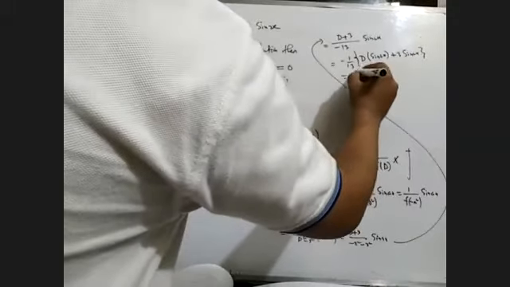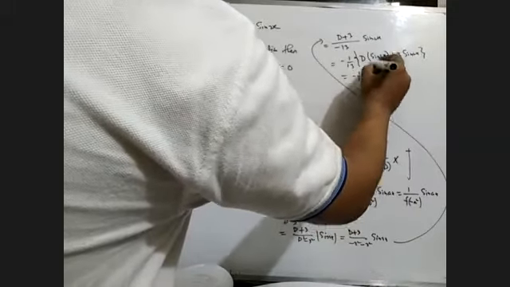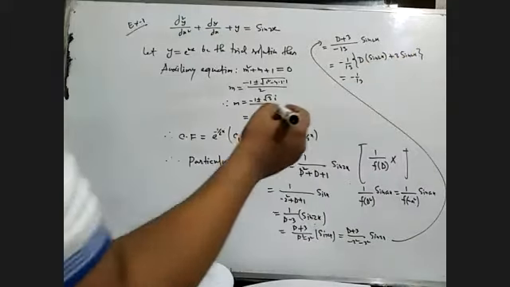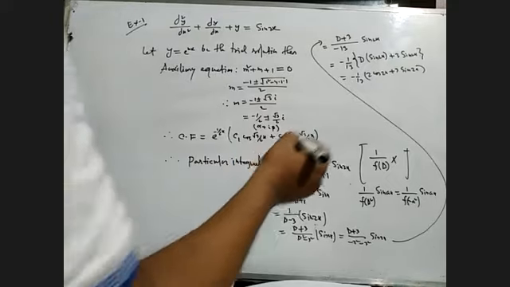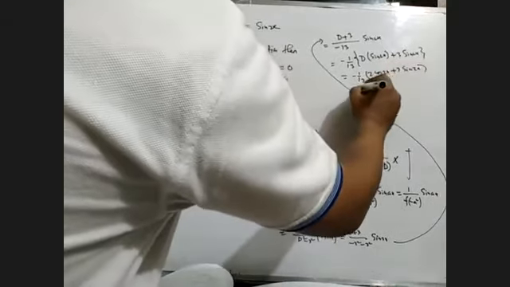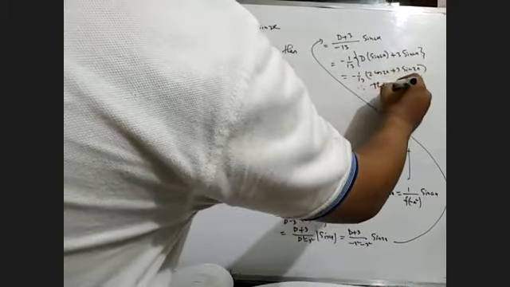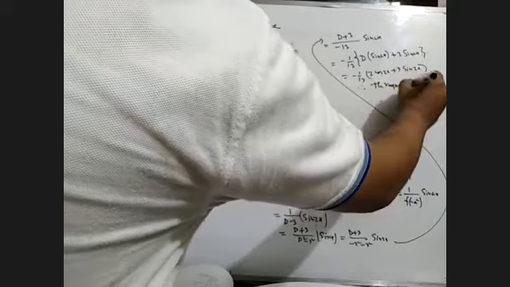This equals minus 1 by 13. Differentiation of sine means what? Cos. So 2 cos twice x plus 3 sine twice x. Okay, 2 cos twice x plus 3 sine twice x. Therefore, the required solution, what will be?